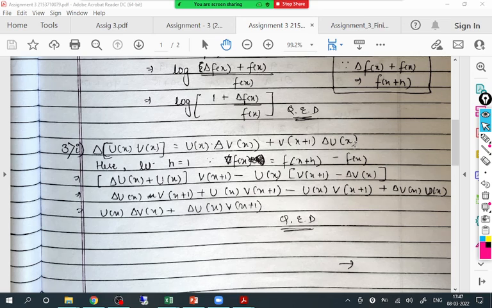Actually, this is known as the product rule of differences. Like the product rule of differentiation, we have a product rule for differences. But here, as h is not given, it is assumed h equals 1. So you can start this question with: let h be equal to 1. Then f of x plus h becomes f of x plus 1 minus f(x).